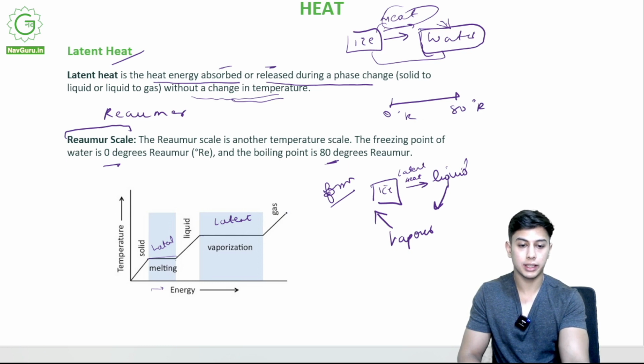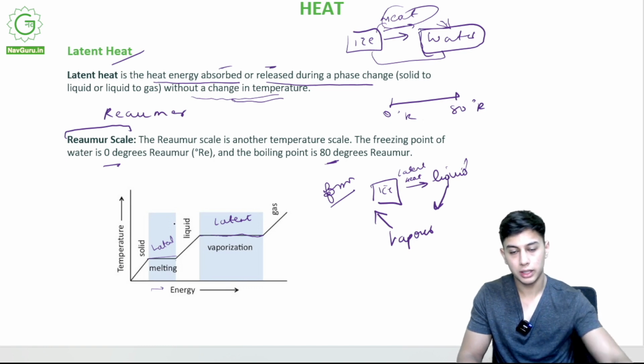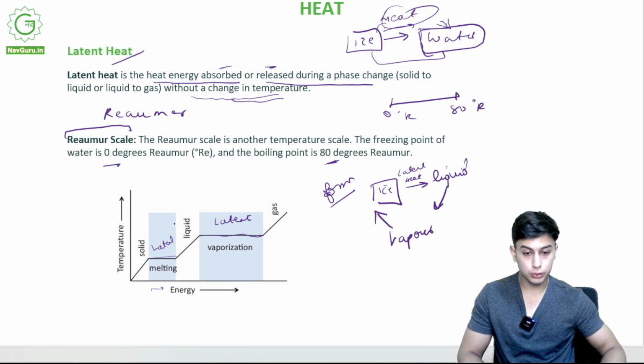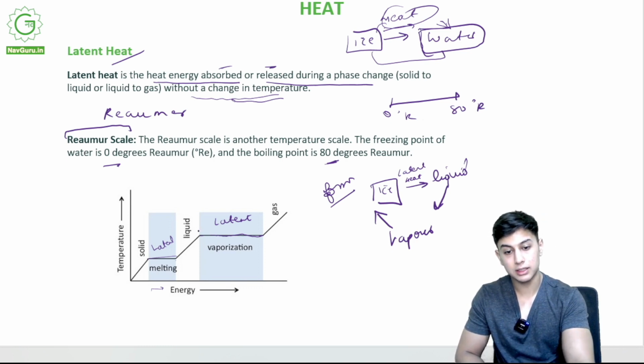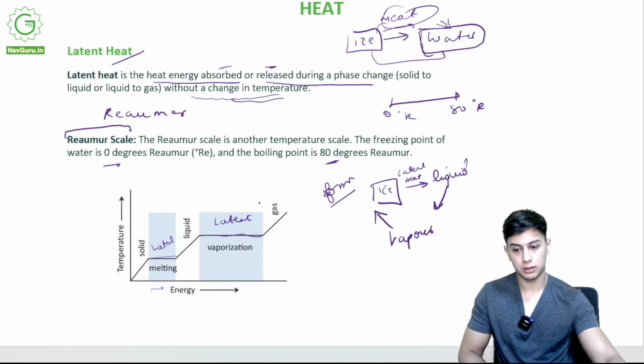Again this is latent heat, and the temperature is constant. Right? This is what latent heat is. Latent heat of vaporization, latent heat of fusion. This is the latent heat of vaporization: the amount of heat I am giving it so that it converts to vapor without a change in temperature.